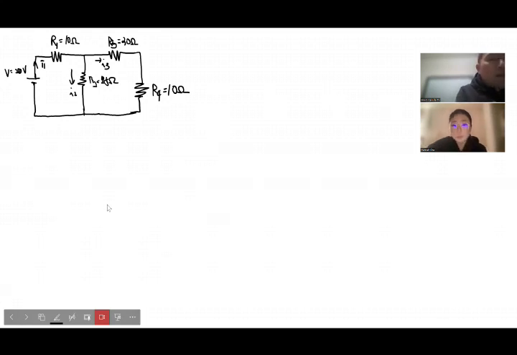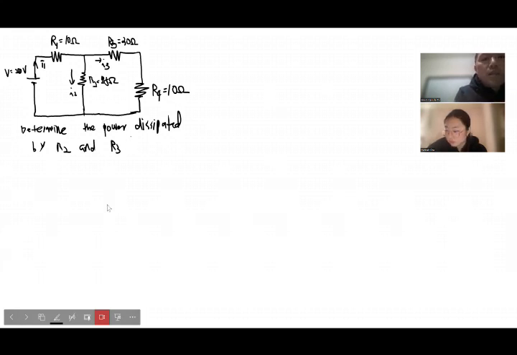So now the question is, we need to determine the power dissipated by R2 and R3 in this circuit.